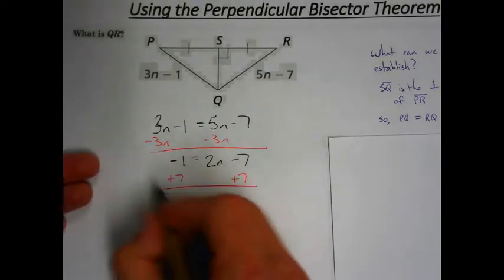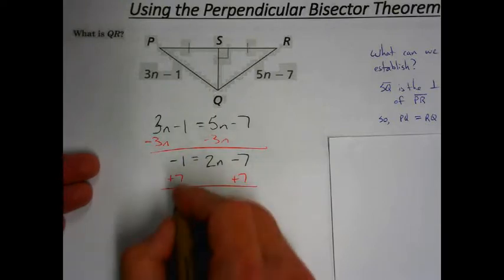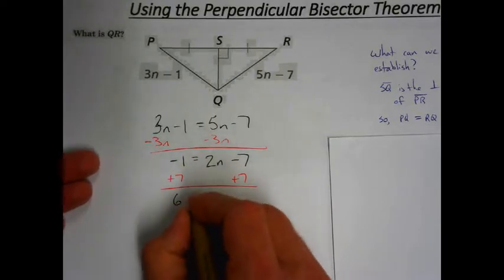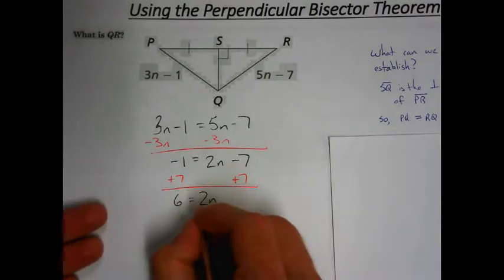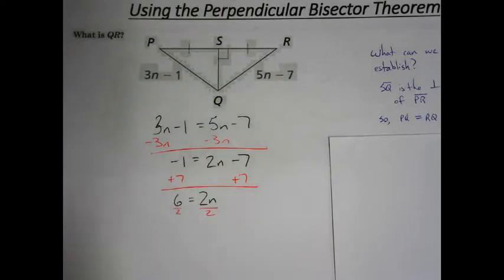And then read what you have. -1 plus 7 is, of course, 6. Always has been, always will be. And then we have 2 times n. And then to solve for n from 2 times n, divide by 2. And then n is equal to 3, right?